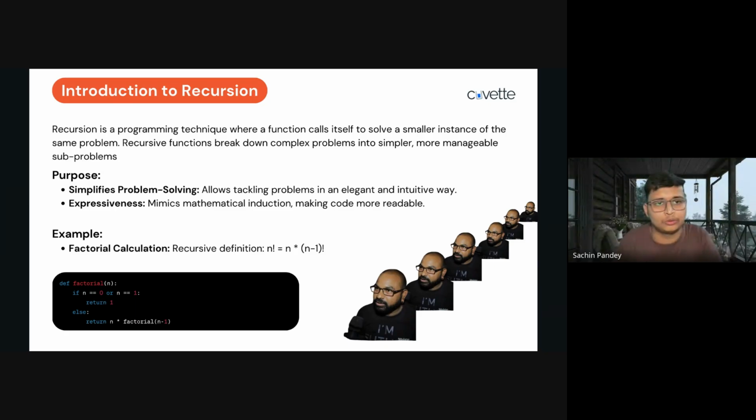Yeah. So again, I'll repeat the whole slide, just a quick recap. Recursion is a programming technique where a function calls itself to solve a smaller subproblem. Very important. Purpose, I told you, simplifies problem solving and expressiveness. And then I gave you the example of factorial calculation, where n factorial is equal to n into n minus 1 factorial. Mathematically, we already know that.